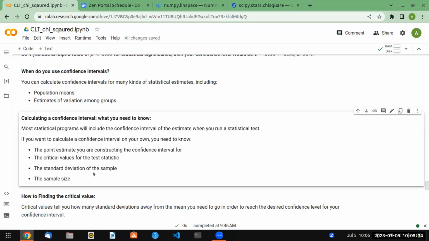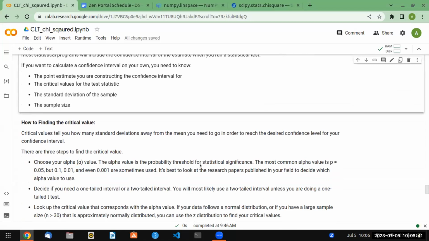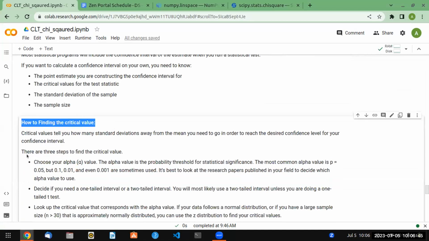Now, among these 4 points, which part is not clear to you? The second part, critical values for the test statistic. Now, how to find the critical value? There are 3 steps to find the critical value. So you need not worry, guys. You need not remember these things, okay?